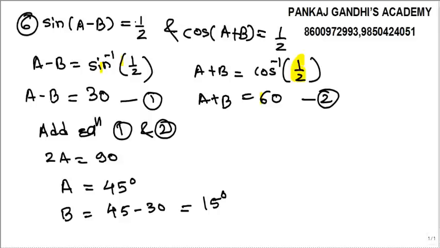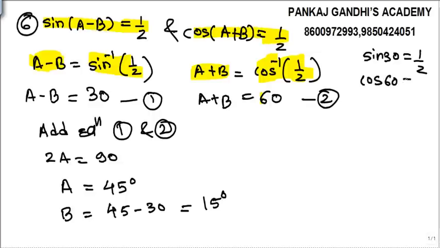Question number 6. Sin of a minus b is equal to half and cos of a plus b is equal to half. So we can write a minus b as sin inverse half. Similarly, a plus b is equal to cos inverse half. As we know that sin 30 is equal to half and cos 60 is equal to half. Obviously, sin inverse 1 by 2 is 30 degrees, and cos inverse half is equal to 60 degrees.